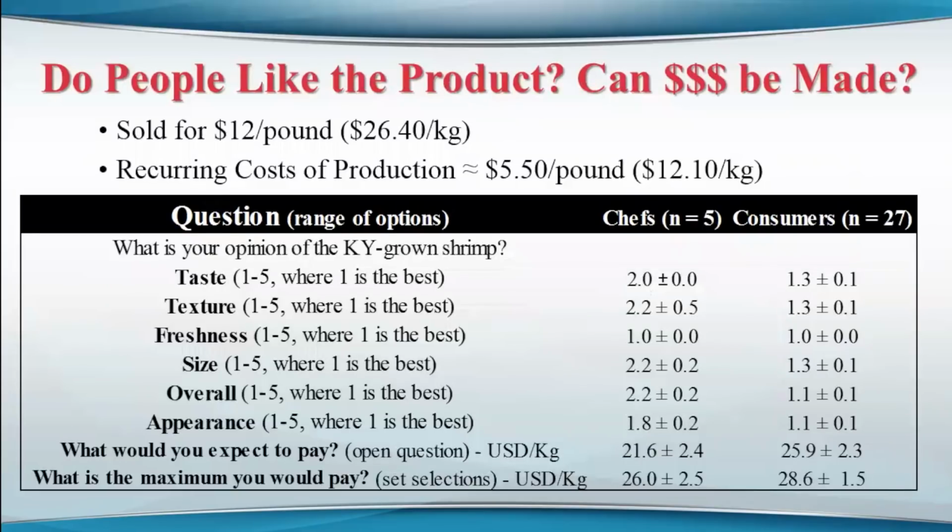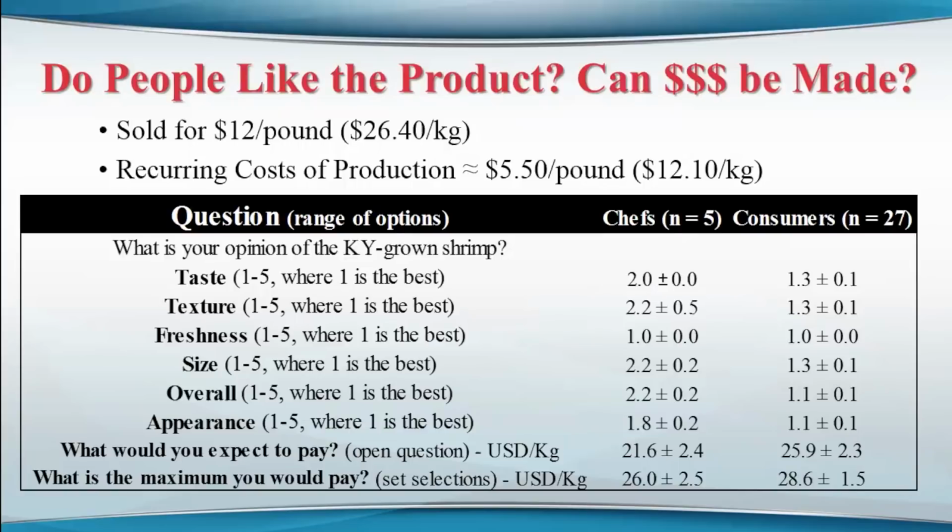So we sold these shrimp for about $12. Well, we sold them for $12 a pound in this particular example. I think we could have gotten more, but we picked $12 a pound. I calculated that our recurring costs of production were about $5.50 a pound.